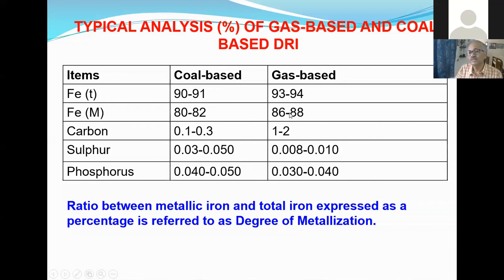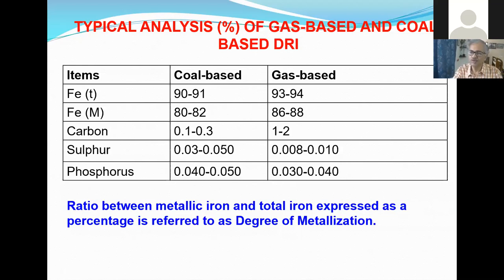So how much total iron can you convert to metallic iron? Basically total iron in the form of oxide, how much oxygen you can take out, that basically gives you the metallization. What is the efficiency of taking out the oxygen? And that is better in the gas-based process. And it also depends on the inlet raw material.